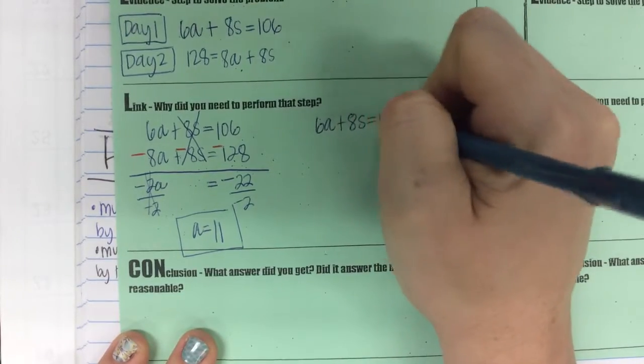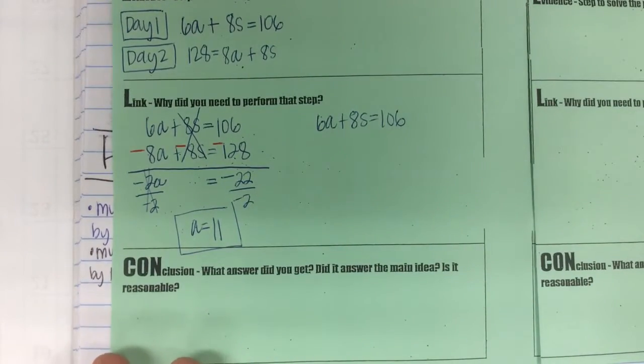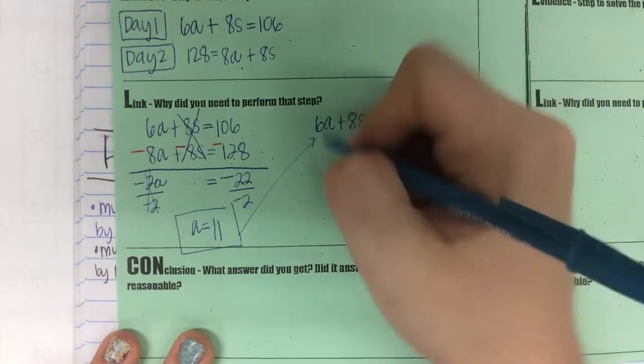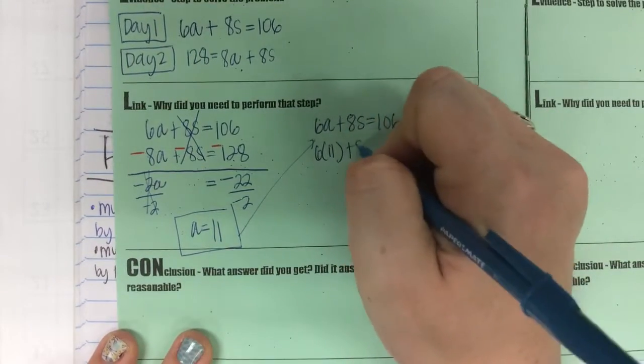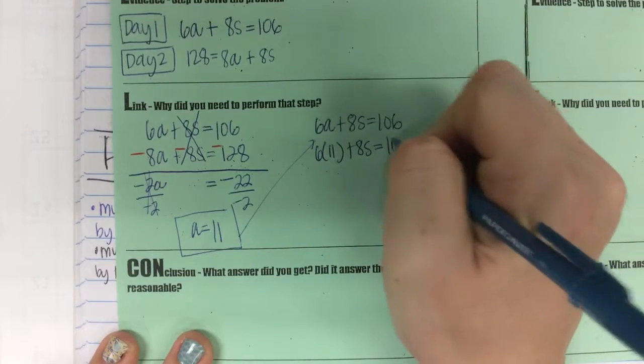So instead of A, I'm going to put in 11. 6 times 11 equals 66.